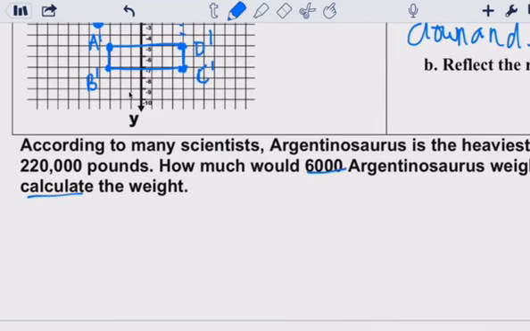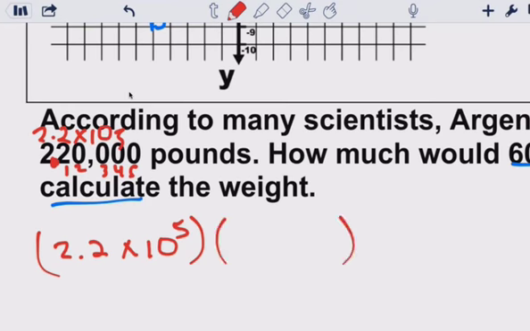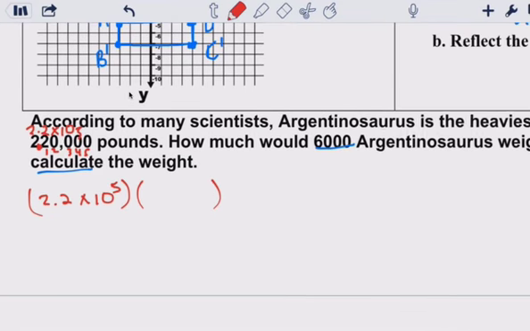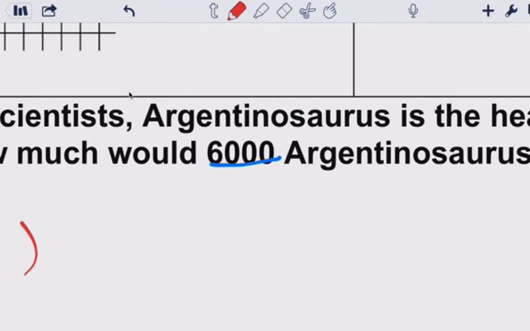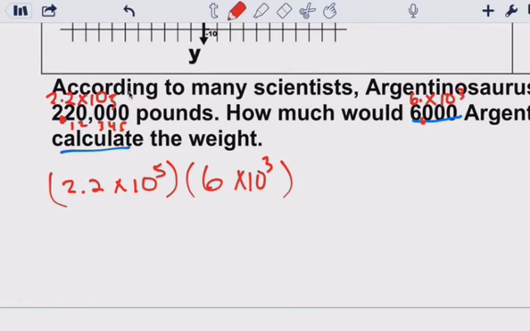Okay, scientific notation. I would put a decimal here. So I'll get 2.2 times 10 to the 5th. So 2.2 times 10 to the 5th times, because we're trying to find how much 6,000 dinosaurs weigh. You put a decimal here, that's 6 times 10 to the 3rd.